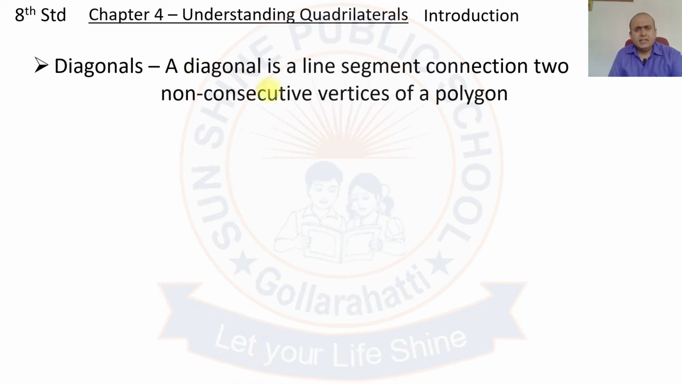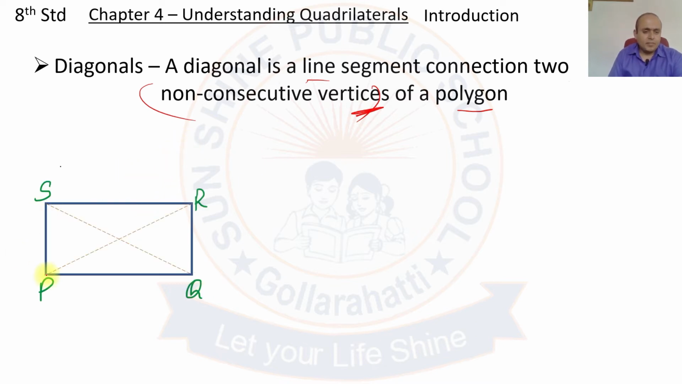Diagonals. A diagonal is a line segment connecting two non-consecutive vertices of a polygon. So a line segment which connects two non-consecutive vertices of a polygon is called a diagonal. Here we have a diagram of P, Q, R and S. We have 4 vertices P, Q, R, S. P to Q we call consecutive vertices.